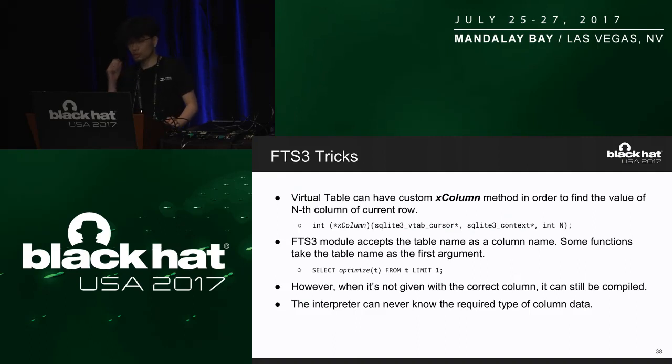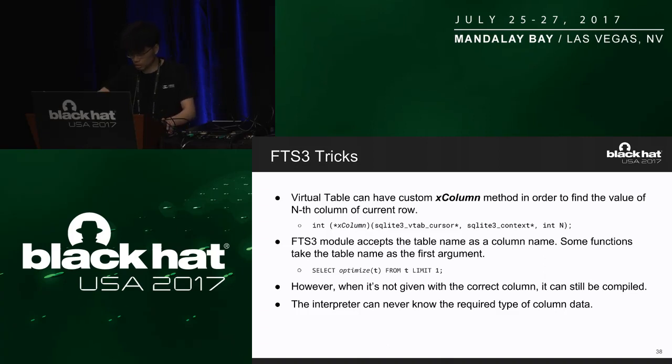Now let's have a quick review of the virtual table mechanism. A virtual table can have a custom method, xColumn, to find the value of the nth column of the current row. In an FTS3 virtual table, it accepts the table name as a column name. Some functions, like optimize, take the table name as the first argument. Basically, what you should do is just select optimize(T) from T, where T is the FTS3 virtual table.